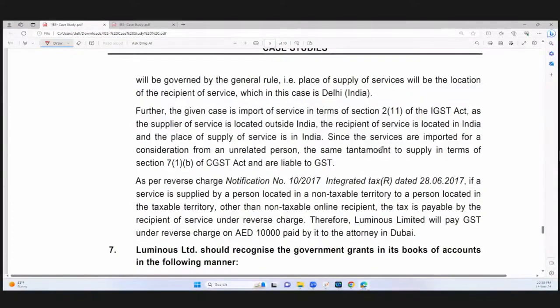7(1)(c) is Schedule 1 activities, even if without consideration, still it is considered as supply. So as per notification, reverse charge will apply. If a service is supplied by a person located in a non-taxable territory to a person located in taxable territory other than non-taxable online recipient, the tax is payable on reverse charge basis.